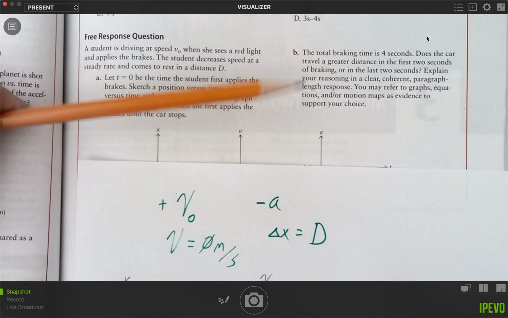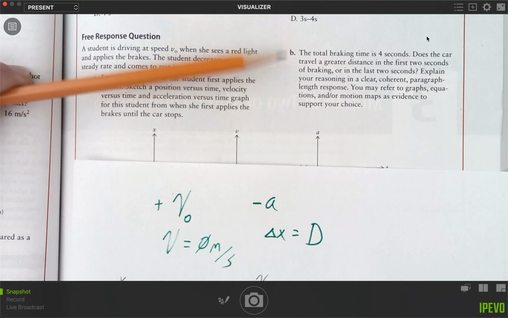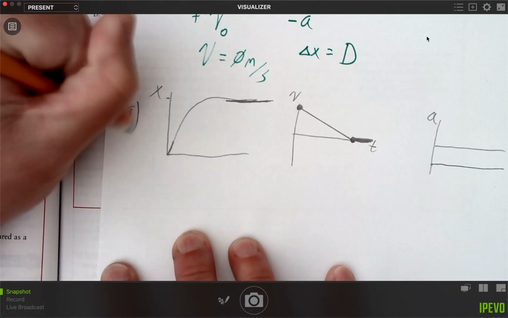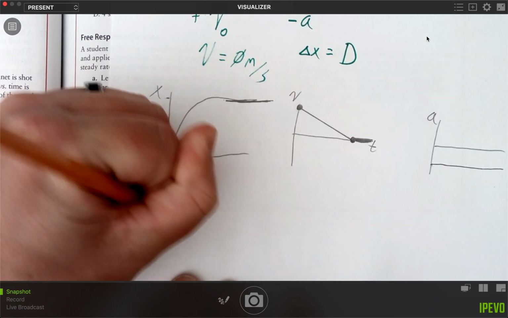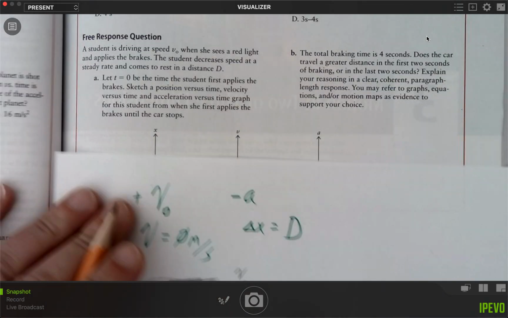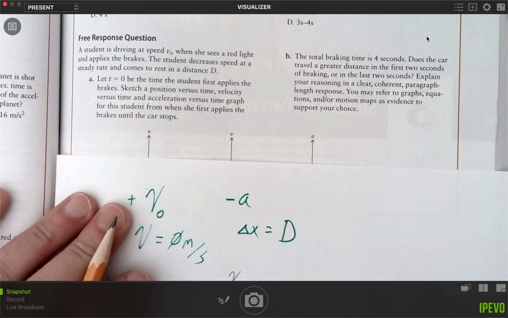Now this is going to bring us over here to letter B. It says the total braking time is 4 seconds. So once again, I like to write stuff out. For letter B, the time to brake is going to be 4 seconds. Does the car travel a greater distance in the first 2 seconds or in the last 2 seconds? And in this, we want to explain your reasoning in a clear, coherent paragraph length response. So in other words, we have to explain why we think what we think.